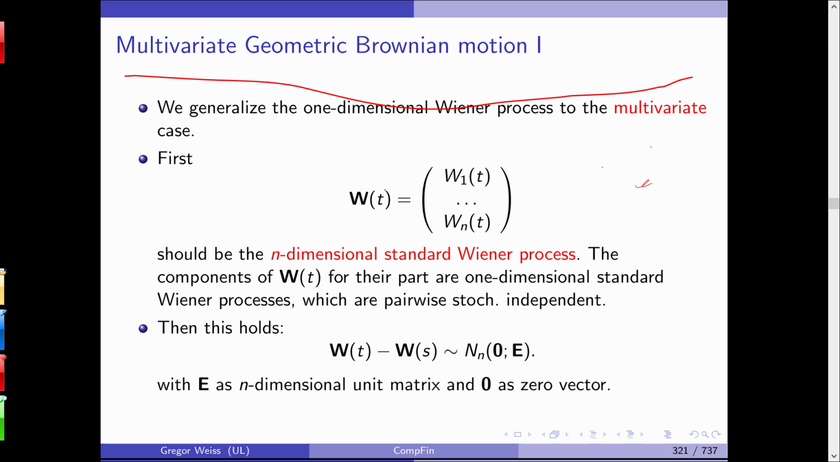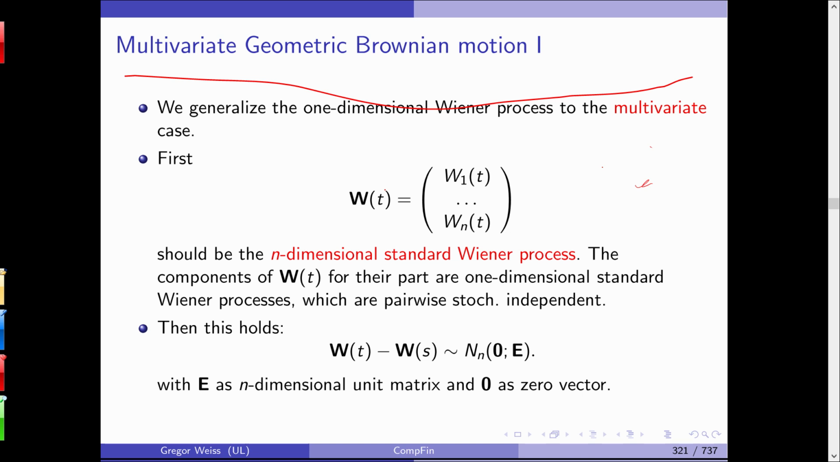So, for example, you have a two-dimensional process, and you want a stochastic process for that. One example would be the multivariate Wiener process and the multivariate geometric Brownian motion. First you start with an n-dimensional standard Wiener process, W1 up until Wn. Those components are themselves one-dimensional standard Wiener processes, and they are supposed to be pairwise stochastically independent.